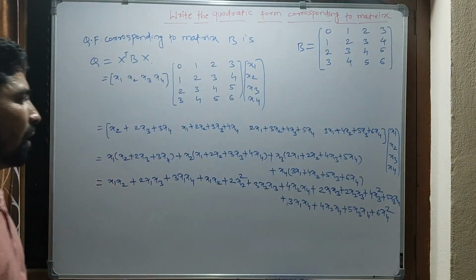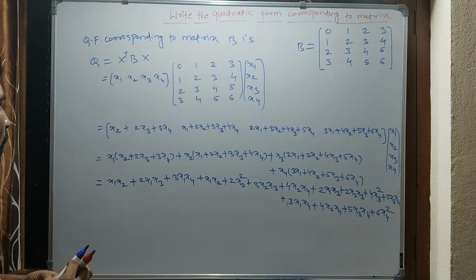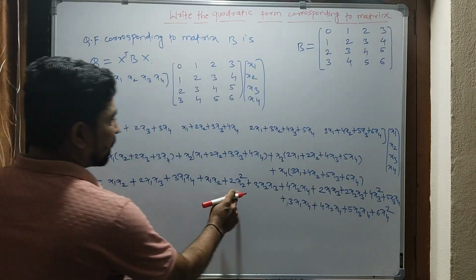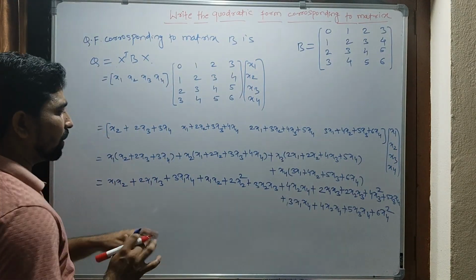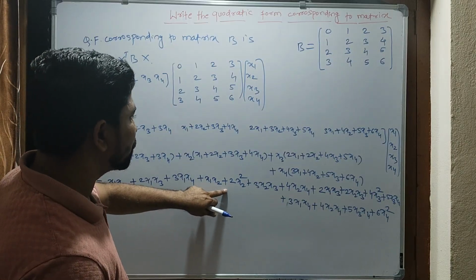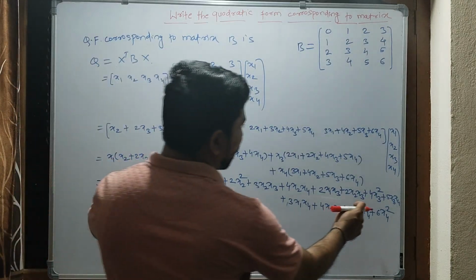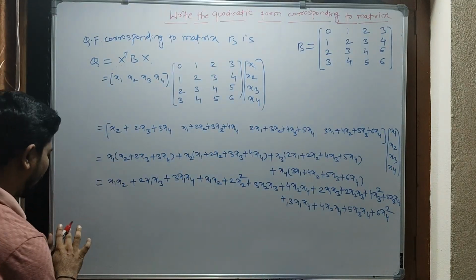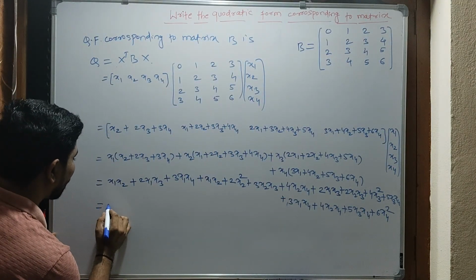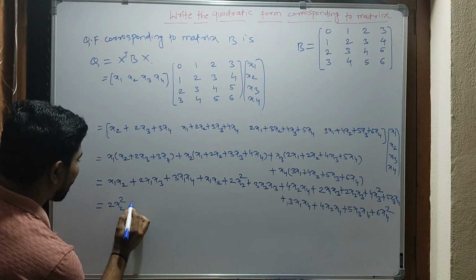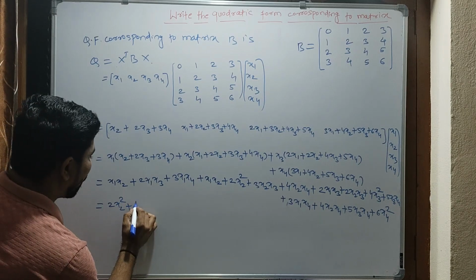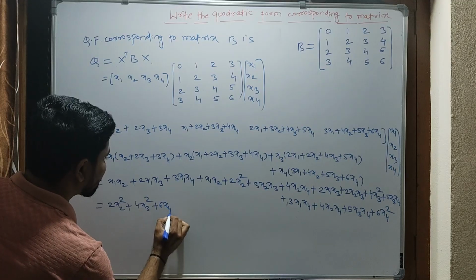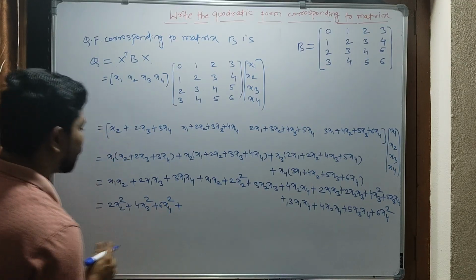Now combine carefully. First write the square terms. This is 2x2 square, this is 4x3 square, and this is 6x4 square. x1 square is not there. So it is equal to 2x2 square plus 4x3 square plus 6x4 square. The square terms are covered.